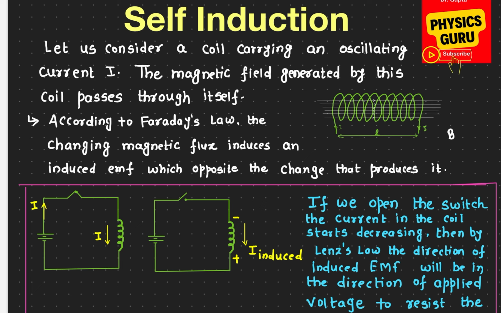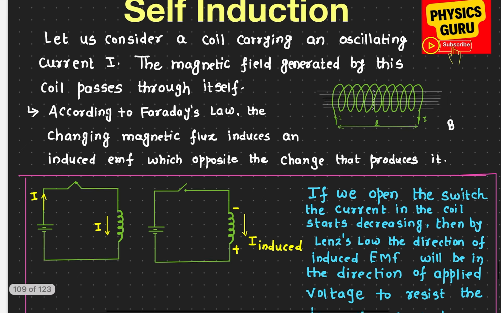Now the changing magnetic field will produce an induced EMF which opposes the changes that produce it. So let's try to understand what I mean here.